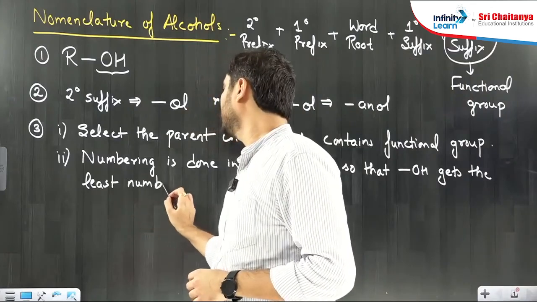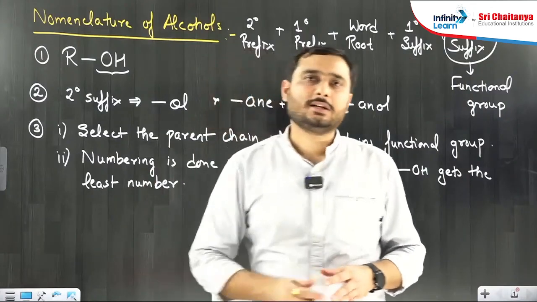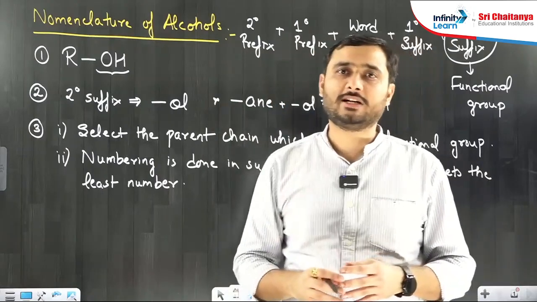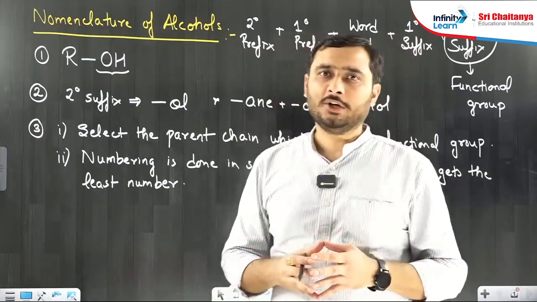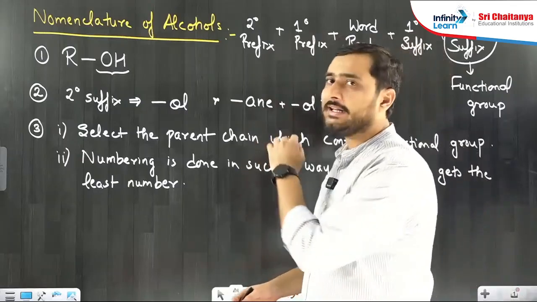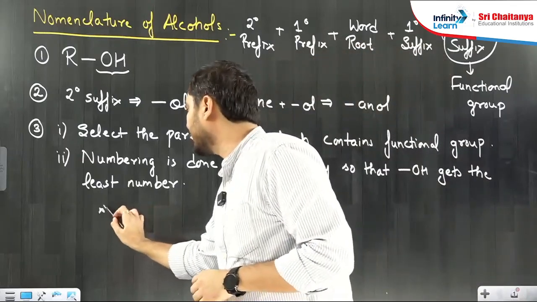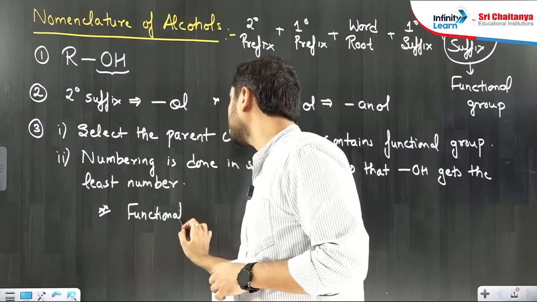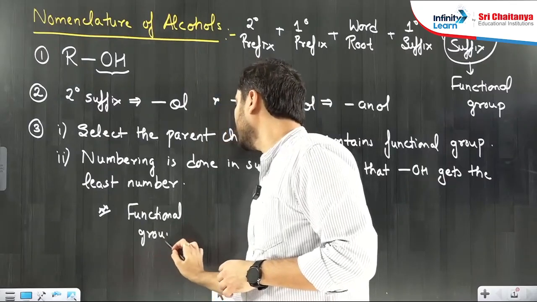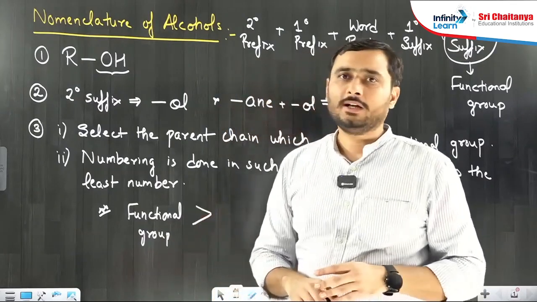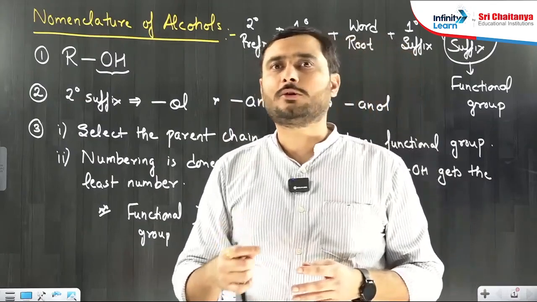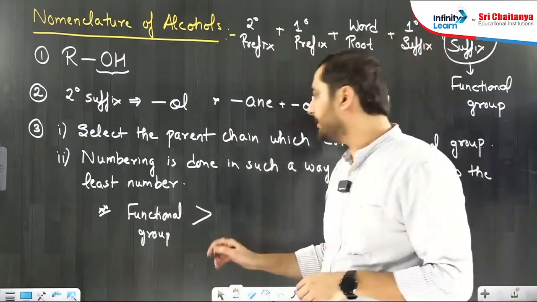Clear? And remember this, whenever a functional group is present, as well as a multiple bond, as well as a substituent, for numbering, first priority is given to the functional group. So if you write the priority order, first priority we have to give to the functional group. Now if from both sides the functional group is getting the same number, then next priority we have to give to the multiple bond, that is, a double bond or triple bond.